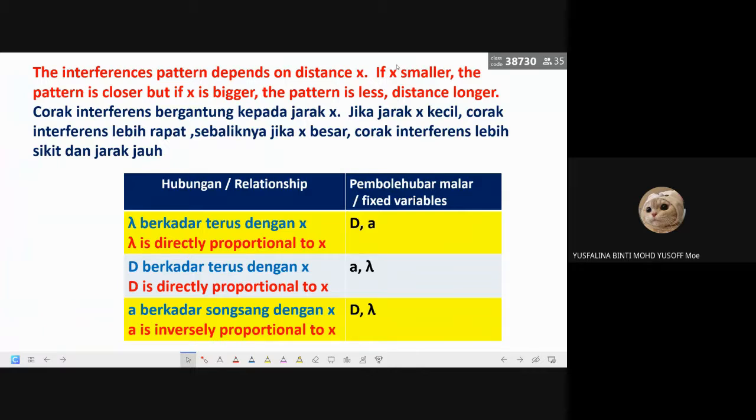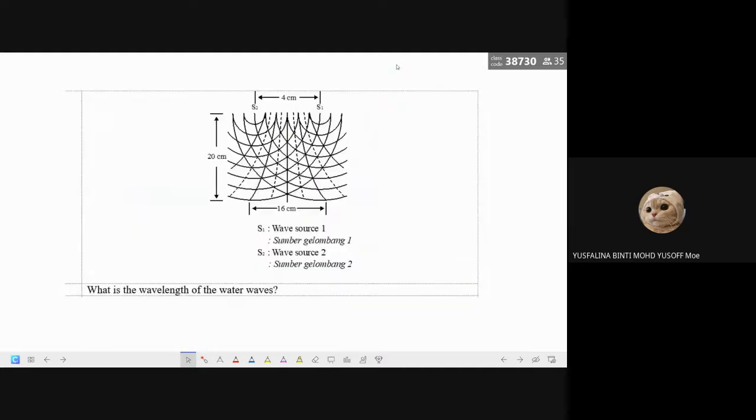Okay, and this is the summary. The relationship: lambda is directly proportional, d is directly proportional, and a is inversely proportional. This one is just the summary from just now. Okay, now I want you to answer this one. You have to find the wavelength by using this formula, lambda equals ax over d. We already discussed what a is, what x is, and what d is.